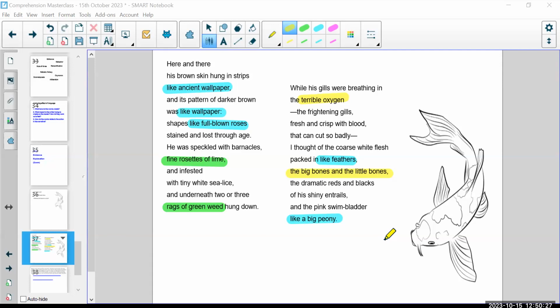Now, this is only a small excerpt of the poem. The actual poem is a lot longer, but she has caught the fish. So she's looking at it out of the sea. So that might give you a bit of an idea of why she's looking at it so close up. Dramatic reds and blacks is a metaphor? No, it's not. It's just a phrase.